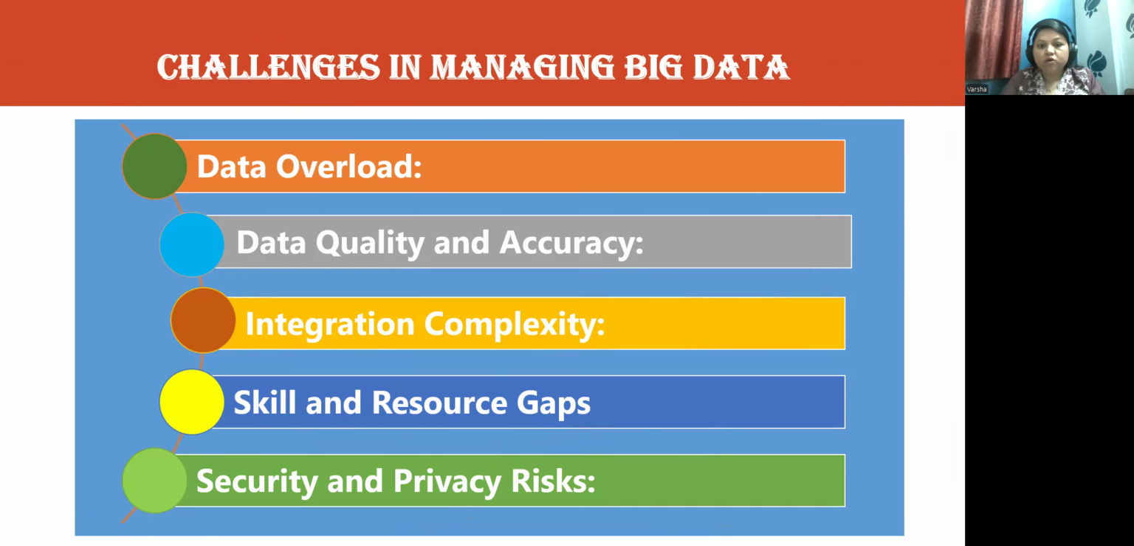Data quality and accuracy is very much important. Poor quality data leads to inaccurate insights. Missing values, inconsistencies, and errors must be addressed. Integration complexity is one of the challenges in managing big data. There are two types of data, structured data and unstructured data. Combining both the structured and unstructured data from multiple sources is very difficult, but it is essential for holistic analysis. Skills and resource gaps.